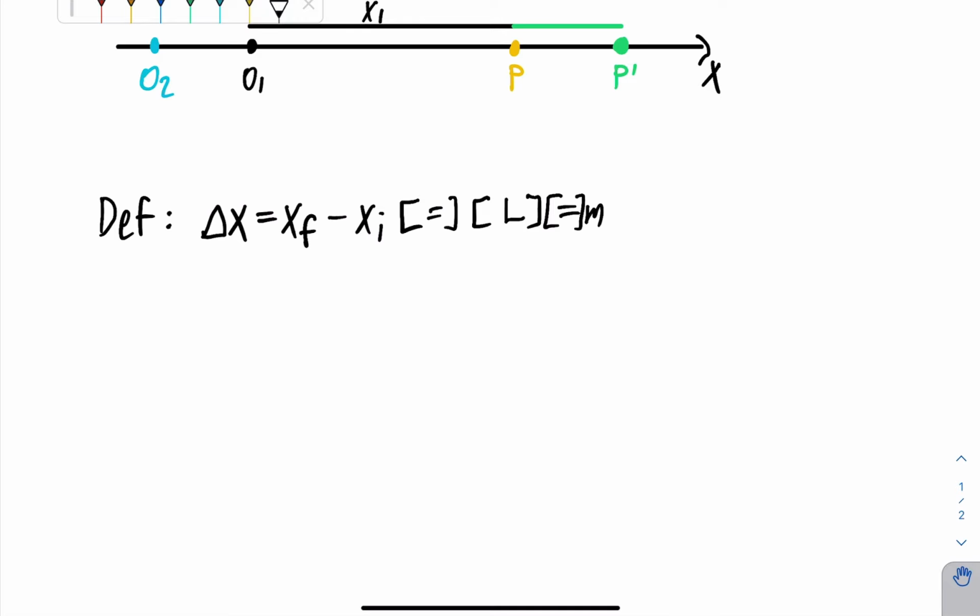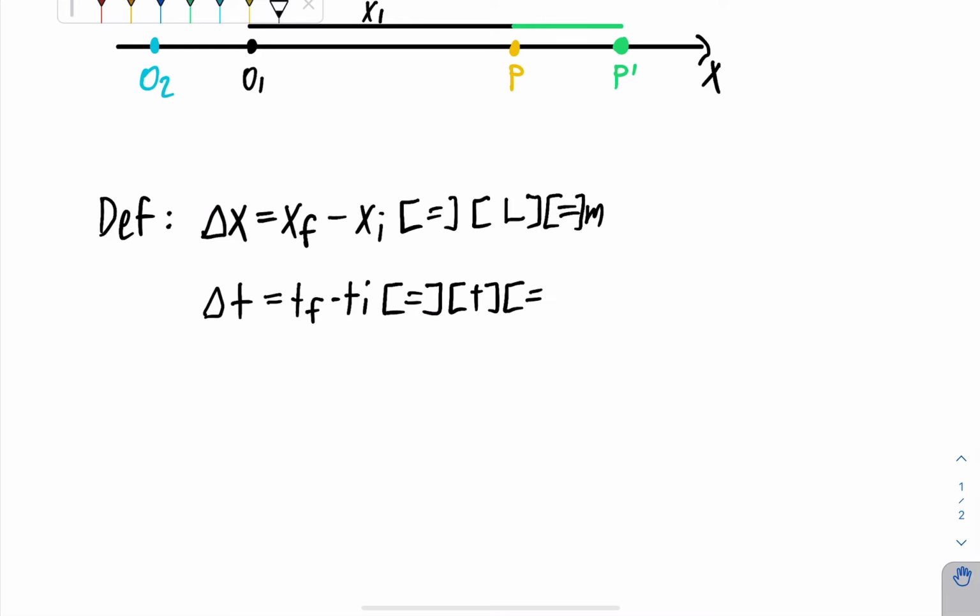Okay, well, we also have a time interval. So delta t is going to be the final time minus the initial time. And in units, this is going to be in units of time. And in our case, we will usually like to use seconds. Okay, now with both of these values, we can obtain some more values.